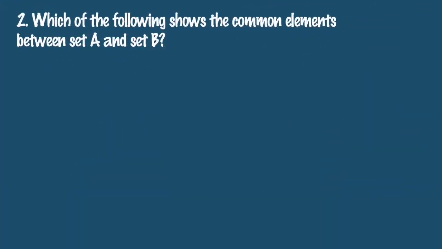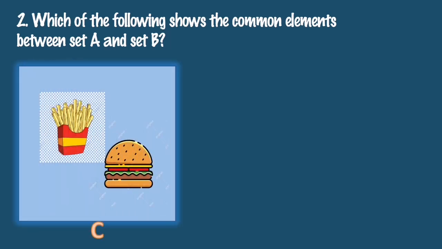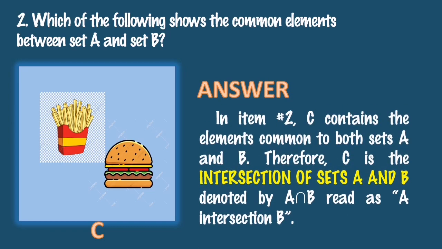Time's up. So what is your answer? If your answer is box C, then it is correct. In item number 2, C contains the elements common to both sets A and B. Therefore, C is the intersection of sets A and B, denoted by this symbol, read as A intersection B.